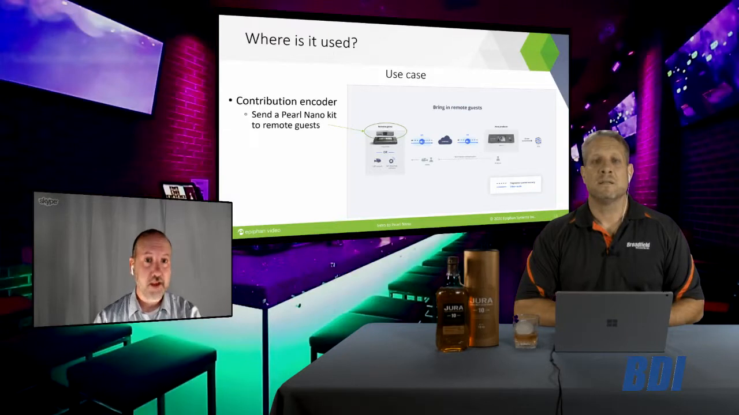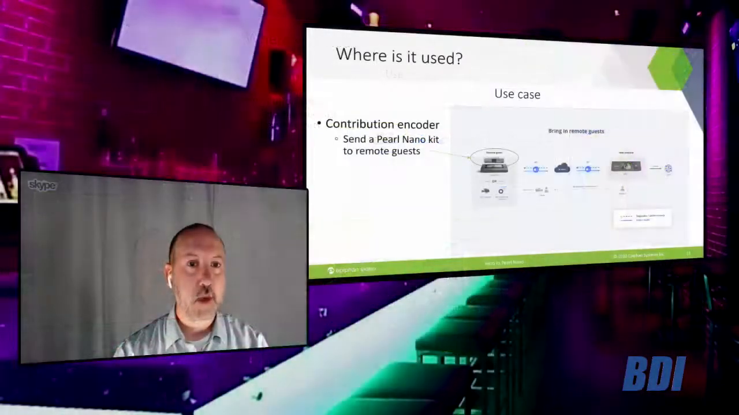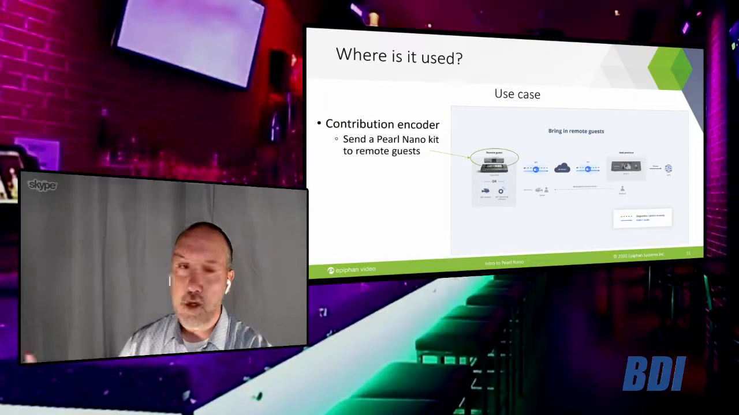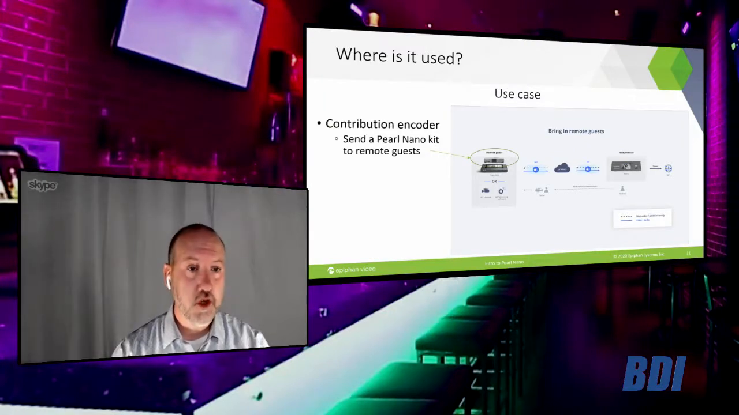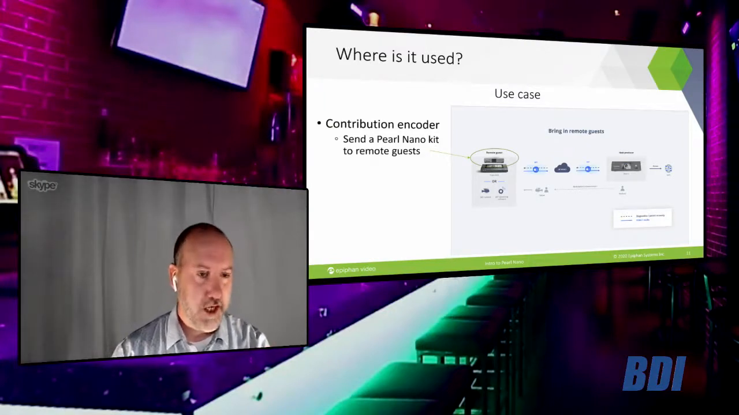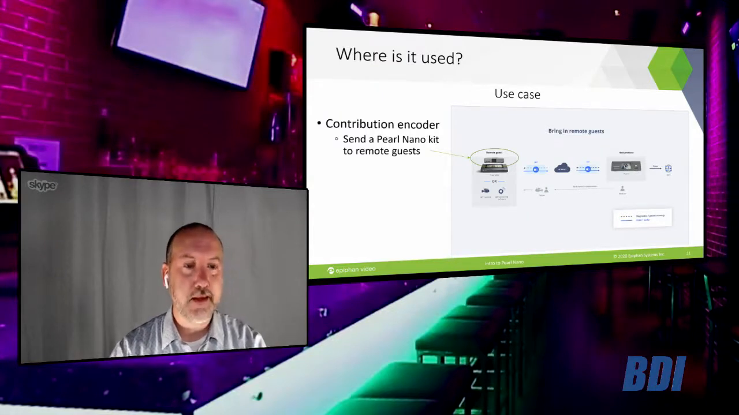And then here we also have it shown as a contribution encoder. And this is where that SRT stream comes into play. So, we added that into Pearl Mini and Pearl 2. And we have people that are taking a Pearl Mini and camera and a microphone and sending it out to some remote contributors, which is fine, and that works great. We're happy that they're doing that.